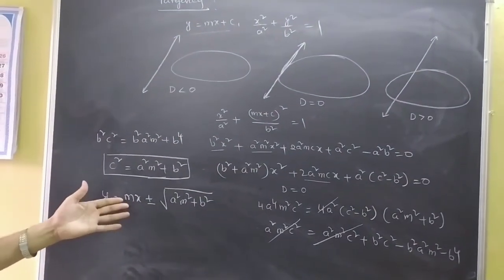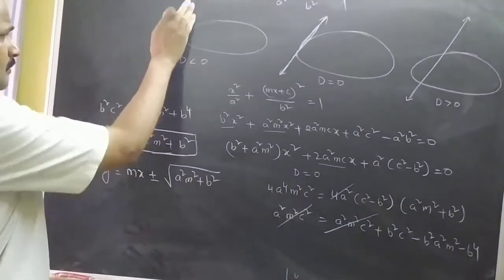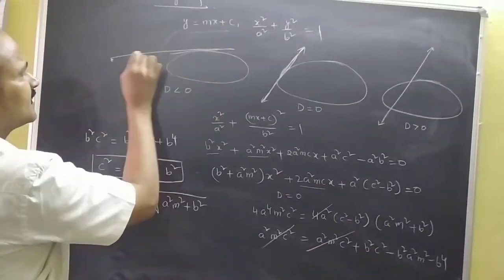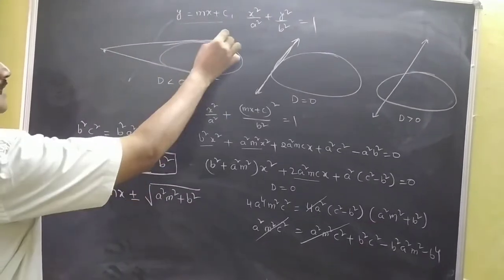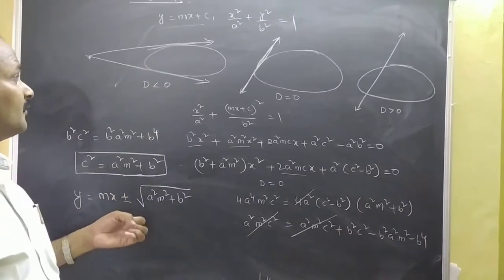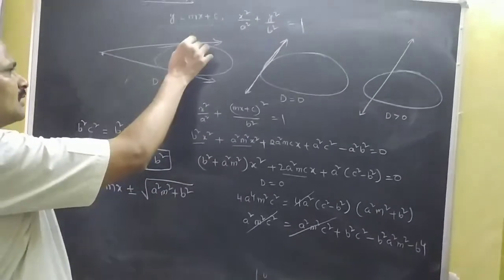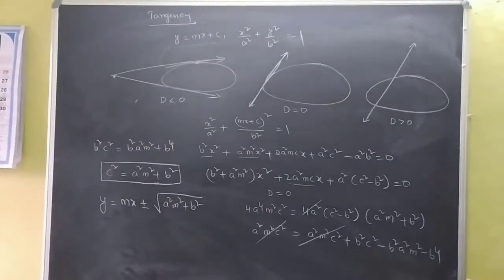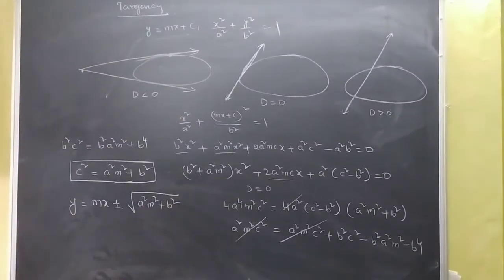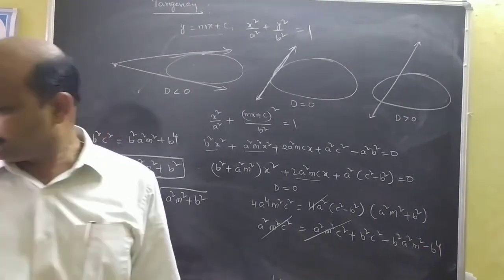Because we are getting two different values of m for an external point of this ellipse, if we take any external point, this is one tangent and this is another tangent. That's why a maximum of two tangents can be drawn from an external point of an ellipse. If the point is on the ellipse, we can draw only one tangent. If the point lies inside, we can't draw any. That means we get imaginary tangents.